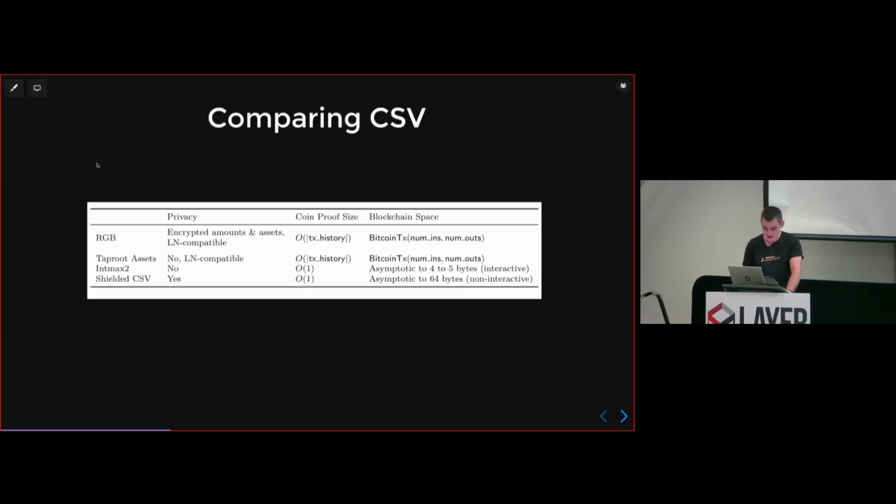In RGB, taproot assets, and IntMax2, the receiver sees the entire transaction history graph, revealing essentially the same information as Bitcoin transactions. RGB encrypts amounts and asset types using confidential transactions, which makes transaction graph analysis significantly more difficult. RGB and taproot assets are compatible with the Lightning Network, which can improve privacy of users. Shielded, on the other hand, is what we call fully private. A coin proof leaks nothing to the receiver except the validity of the coin.